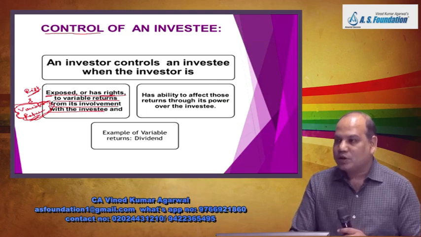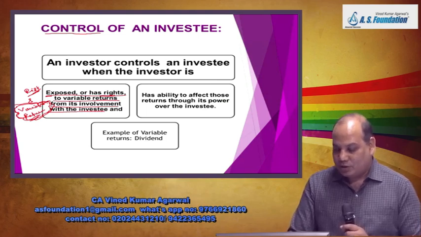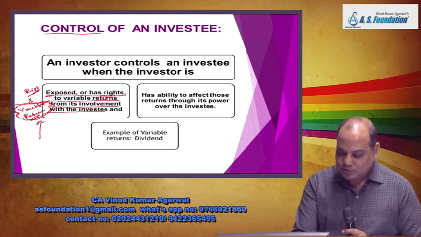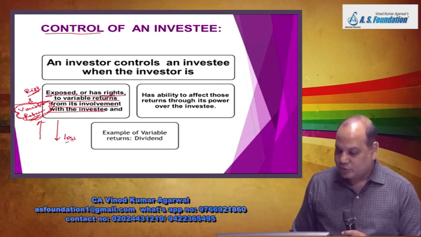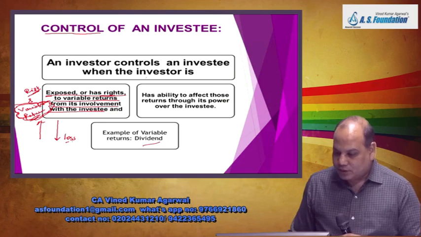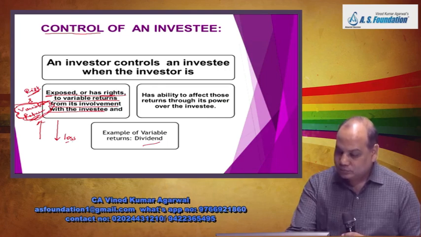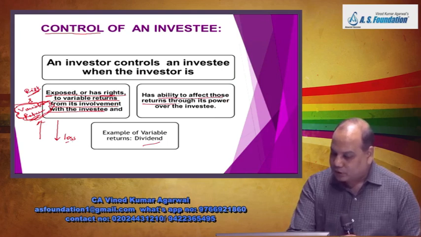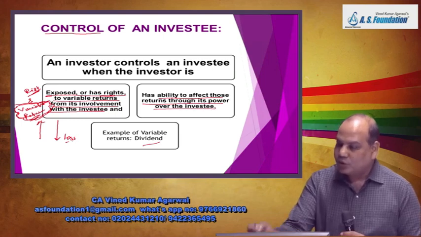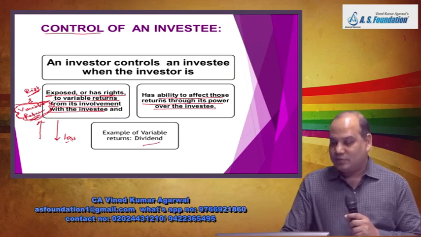So he is exposed to risk and variable return. He can earn a huge amount of money. He can lose his wealth. An example of variable return can be dividend. Okay. And the second thing you have to remember about control, an investor controls an investee when the investor has the ability to affect those returns through its power over the investee.